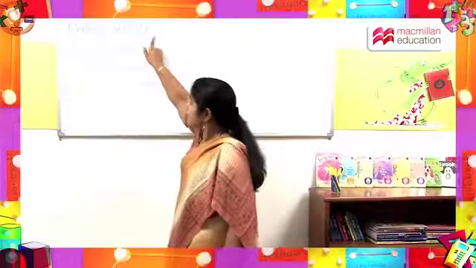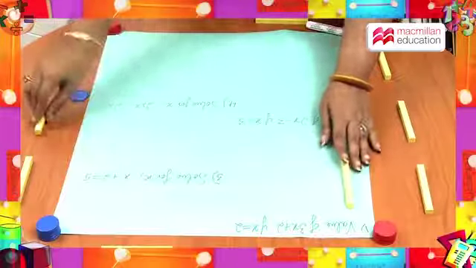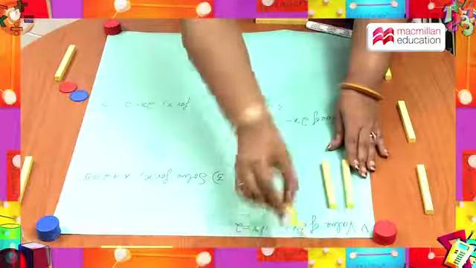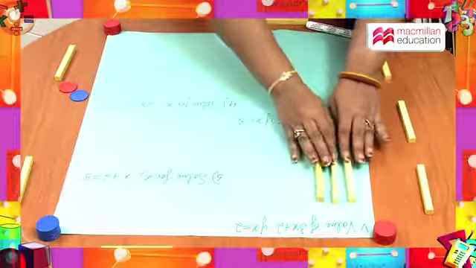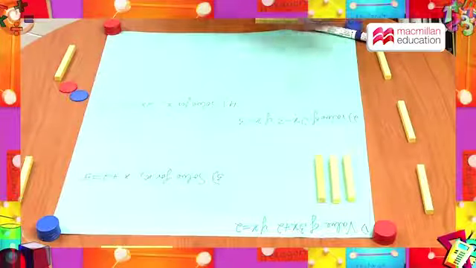Let's start. Our first problem is the value of 3x plus 2 if x is equal to 2. 3x plus 2 means that I take 3 of these tiles which represent x each, plus 2 means 2 blue counters.